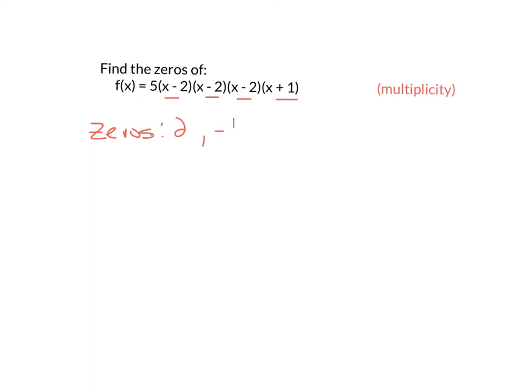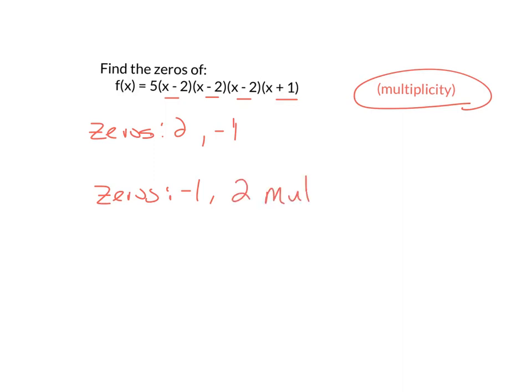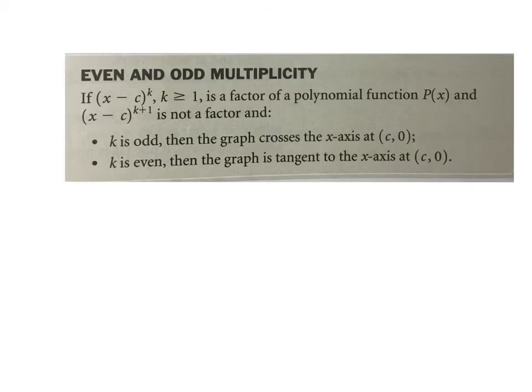Now, when a 0 happens more than one time, like the 2 happened 3 times in that one problem, that's called multiplicity. So what I'm going to write is my zeros are -1, which happened 1 time, and 2 happened 3 times, so I'm going to put 2 with multiplicity 3, meaning it occurred 3 times in my factors. Multiplicity.